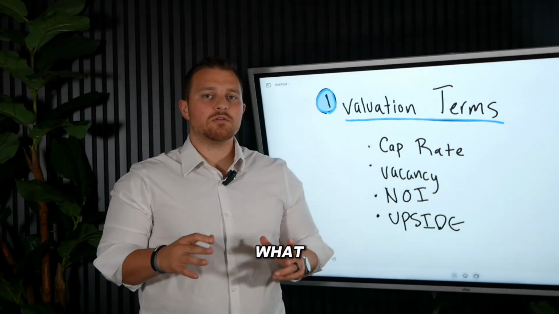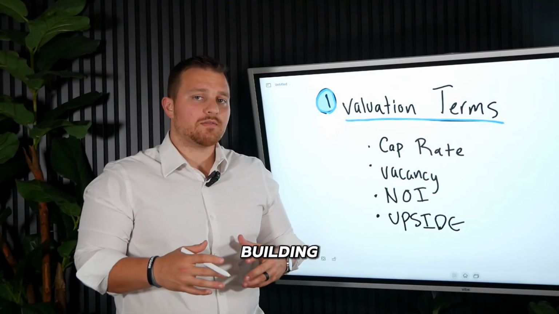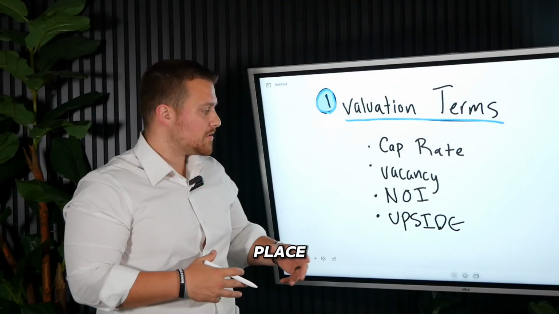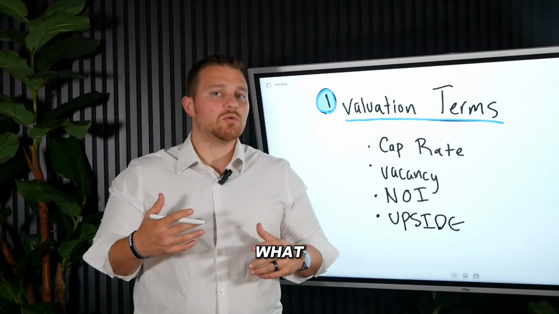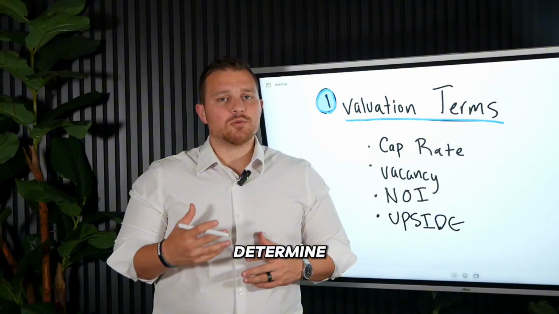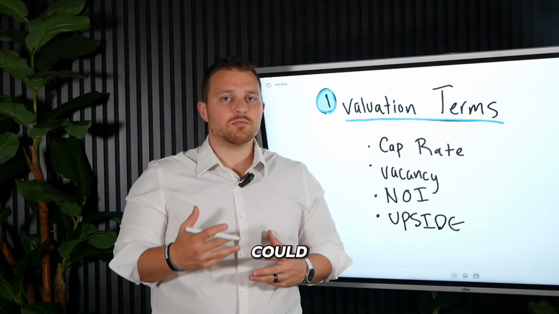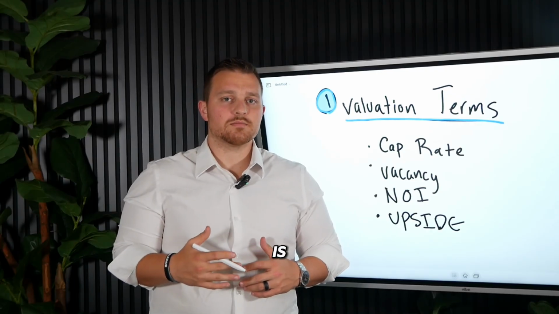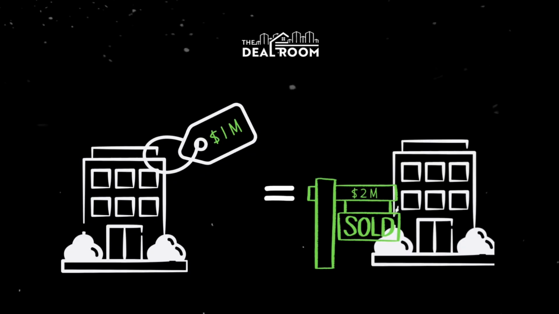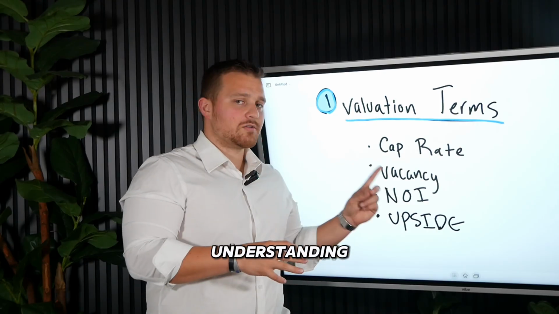And to simplify what you're looking for when you're evaluating a deal, you're most likely looking at a building that has a current income in place, meaning current NOI. You apply a cap rate to determine what you can pay for it. And then really how you determine if it's a great deal is you look at what the net income in the future could be after you're done renovating it to determine what the future value is. If you buy it for $1 million and you can sell it for $2 million, that is a pretty good deal. And to be able to understand that is starting by understanding these terms.